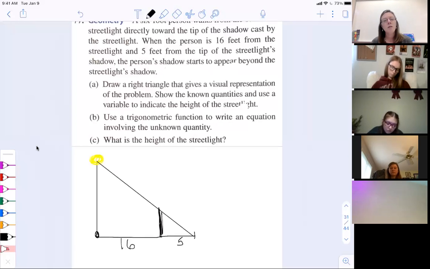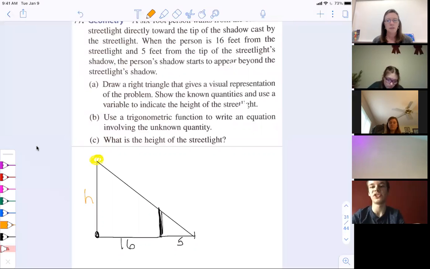So it wants us to show the known quantities and use a variable to indicate the height of the streetlight. So I like using H for height, but you don't have to. I'm going to label that as H. Is there anything else we can label in this diagram? So label the known quantities. What else can we label in this diagram?